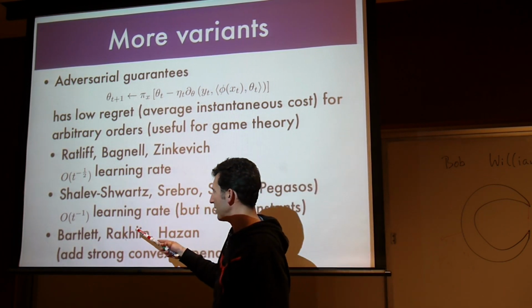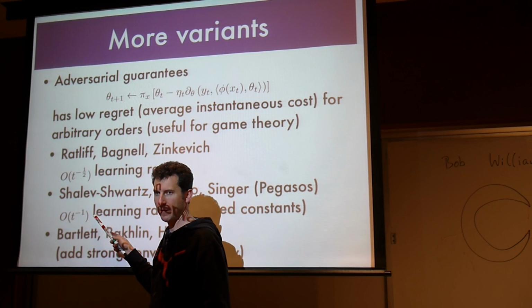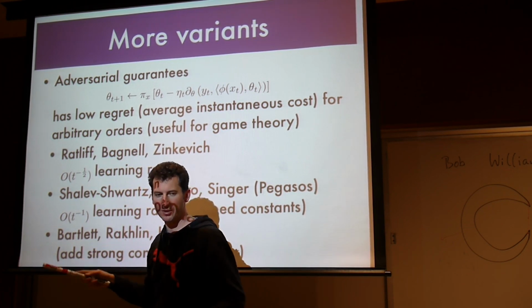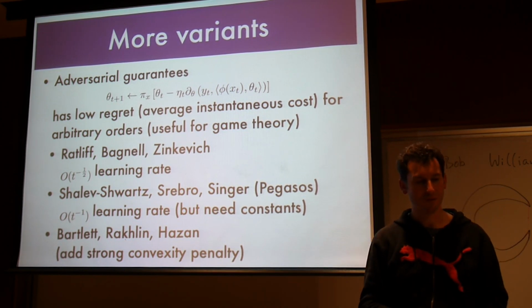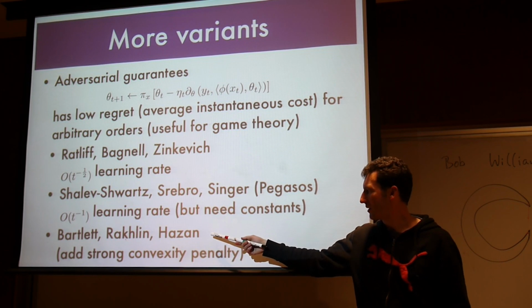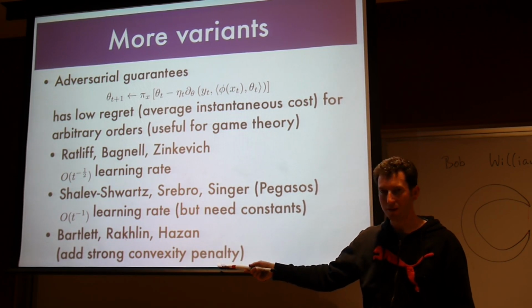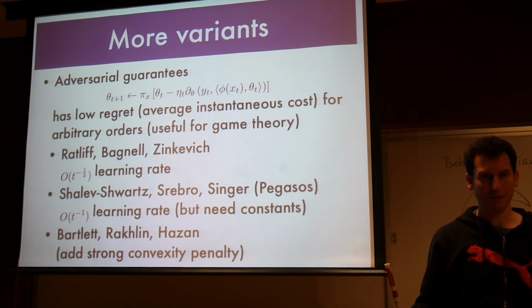Usually, those types of results look very, very impressive on paper. But they usually come with a condition that you need to know very well how well behaved your function is, what your modulus of strong convexity is, and so on. Then these guys here, Bartlett, Rakhlin, and Hassan, actually exploit strong convexity to modify the estimation problem a little bit.